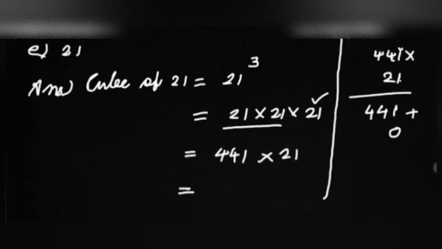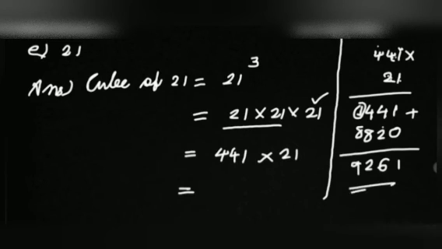Then two ones are 2, two fours are 8. Then add 1 plus 0, 1. 4 plus 2, 6. 8 plus 4, 8 after 9, 10, 11, 12. 12 is 2 here, balance 1, above the previous number. 8 plus 1, 9. So, what is the answer?